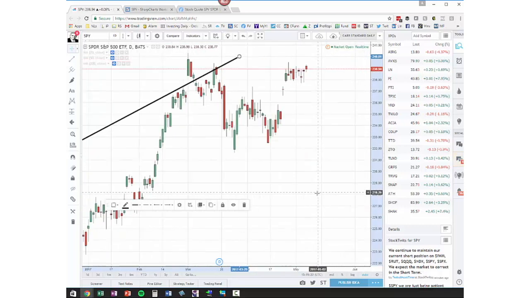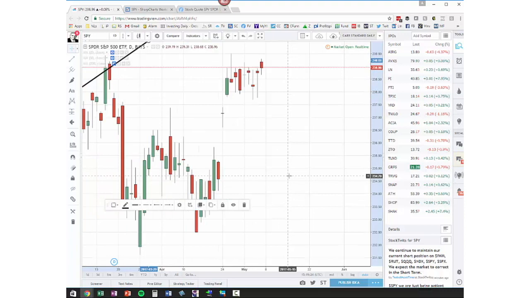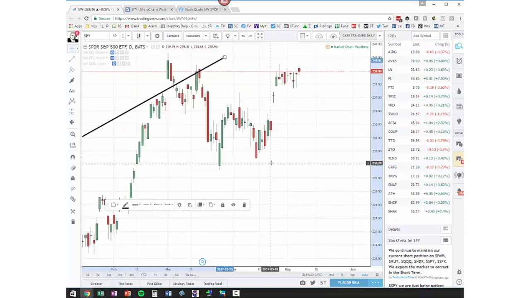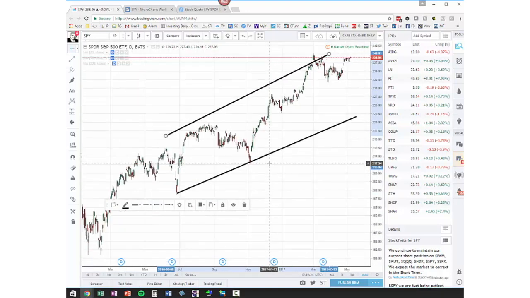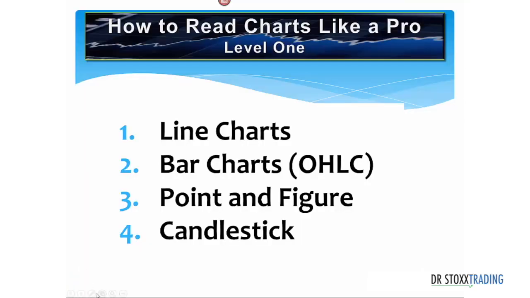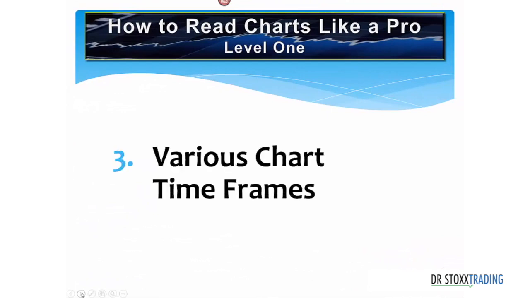But our close-up look of the chart tells us that it's probably not going to continue today or next week or the next couple of weeks. We're probably going to have to wait for a little while before it really starts to get bullish again. Okay, so those are the 4 price chart types. Now, let's get back to our PowerPoint here and move on to our next topic, which is various chart time frames.